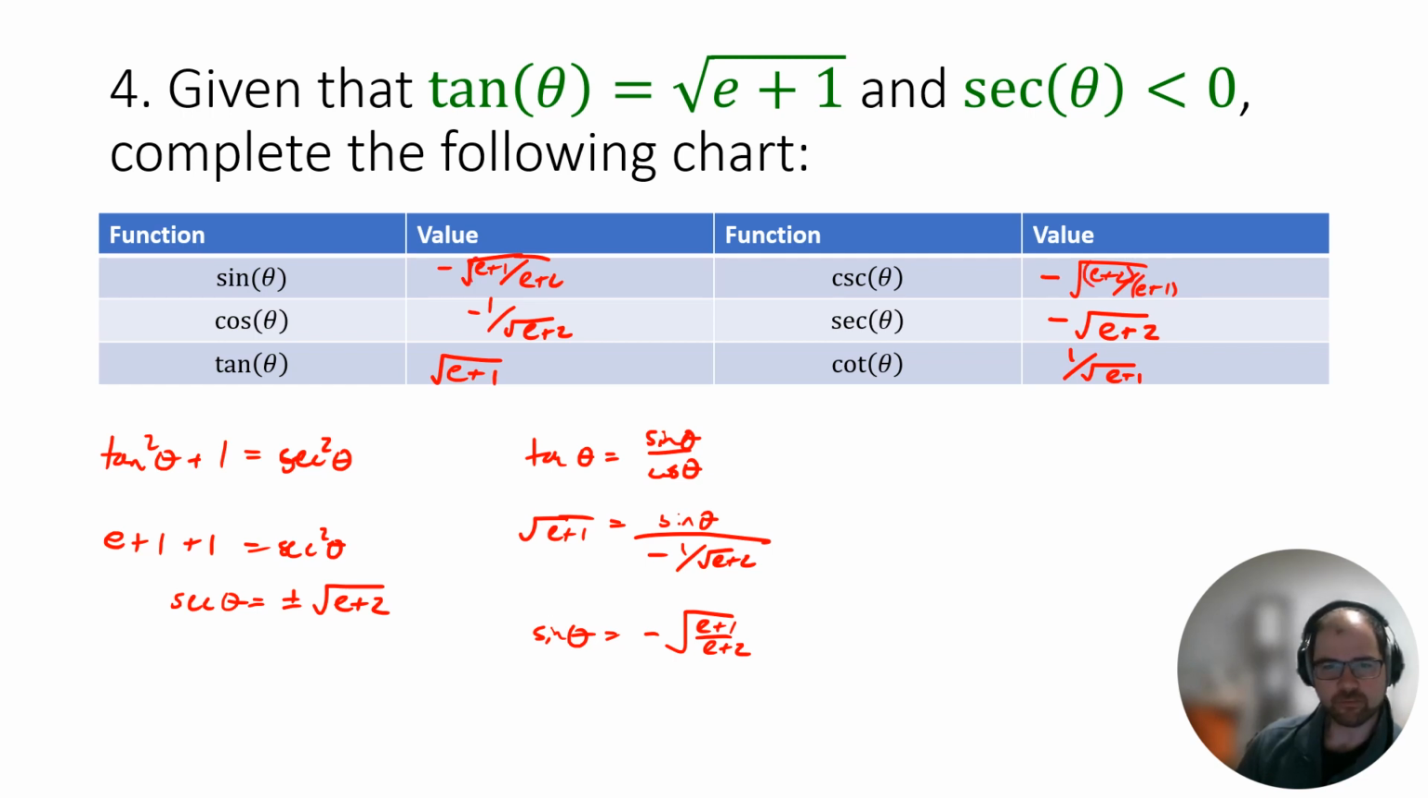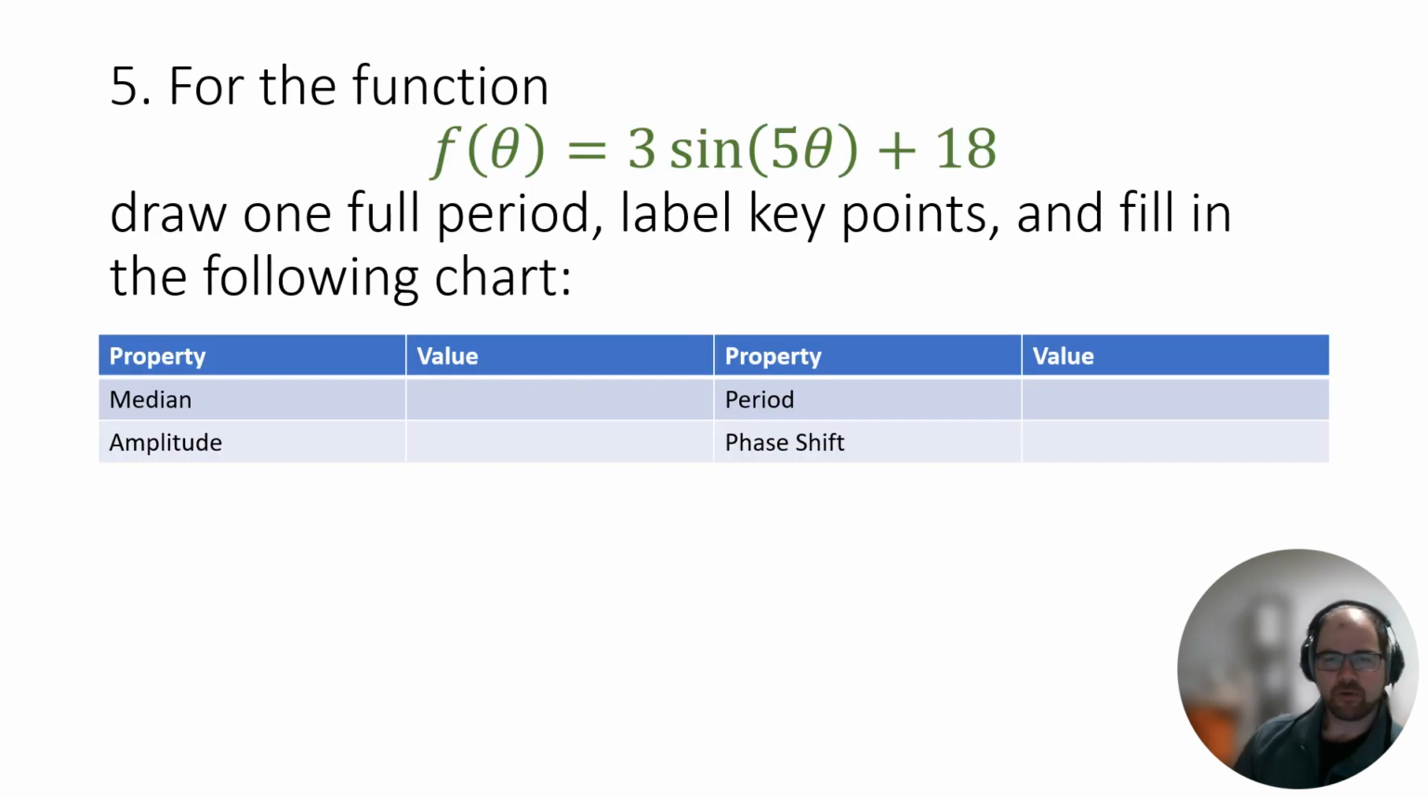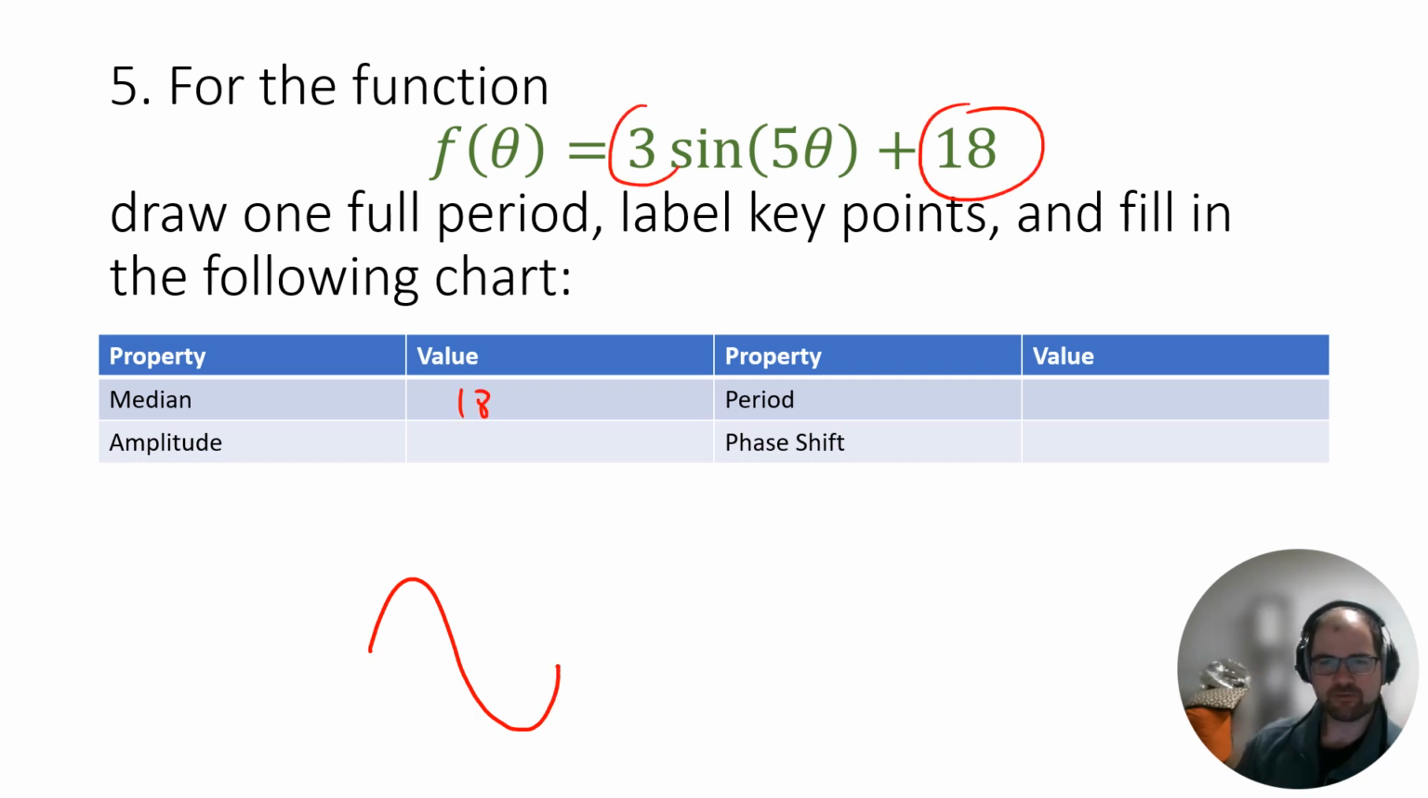So, parentheses for clarity. Okay, we've got a function here. It's a sine. We're supposed to draw one full period. It's a sine function with a positive coefficient, so our basic shape is this right there. The median is 18. The amplitude is the absolute value of 3, which is 3.